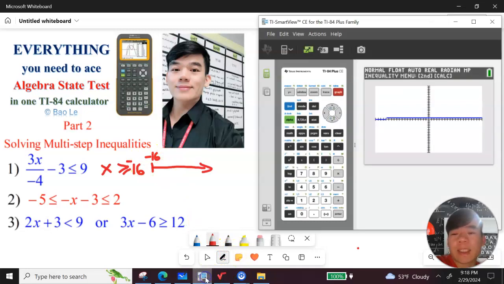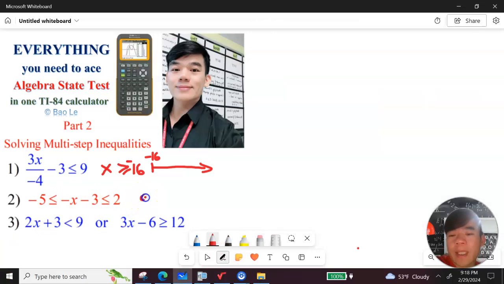Now let's take a look at the second example. This is a compound inequality with "and". You're going to read this one: -x minus 3 greater than or equal to -5 and less than 2. Okay, so this is a compound inequality.